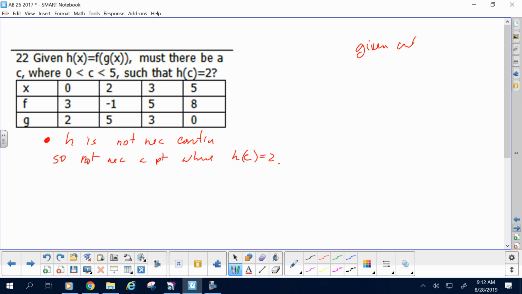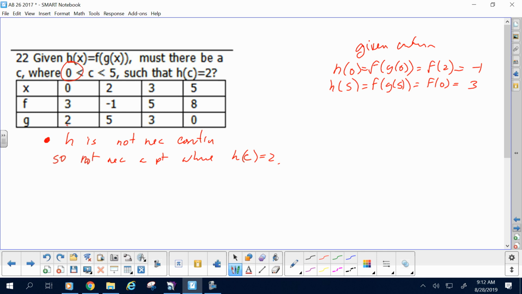Let's just for the sake of practice talk together. If you are given continuity, after you stated h is continuous, then what would you do? You would find h at the given points, 0 and 5. H at 0 is f of g of 0. G of 0 is 2, and f at 2 is negative 1. Then you find h at 5. That's f of g of 5. G of 5 is 0, and f at 0 is 3.